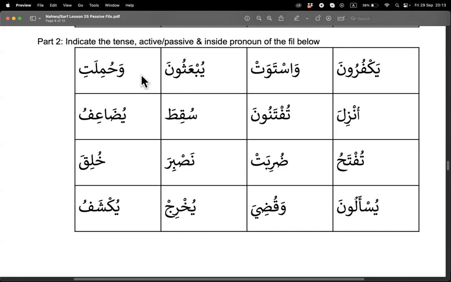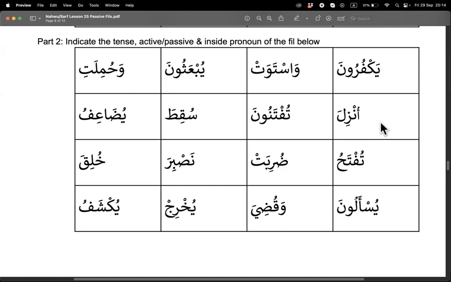Next one, wahumilati. First, I believe wa is not part of the kalimah, am I right? Yes. So this one, actually, I believe ta is sukun. So this one is fi'il madhi, am I right? Yes. And it is majhul because of the ui. Then the naibul fa'il is here. Good.